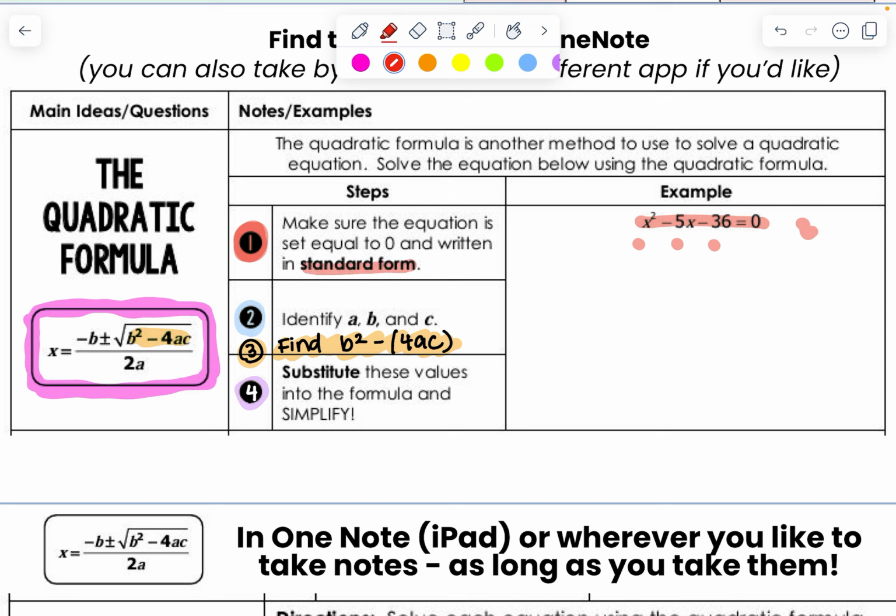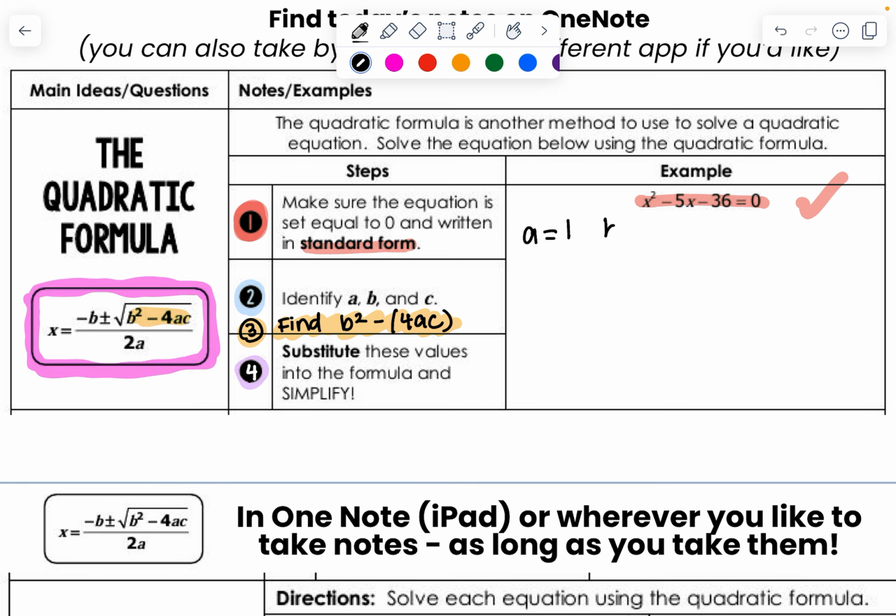Step 2, we need to figure out what a, b, and c is. So a is the number in front of x squared, that's 1. B is the number in front of x, that's minus 5. C is the constant term, or just the number, negative 36. I'm already halfway done. Step 2, identify A, B, and C. A, B, C. Straight up slay.